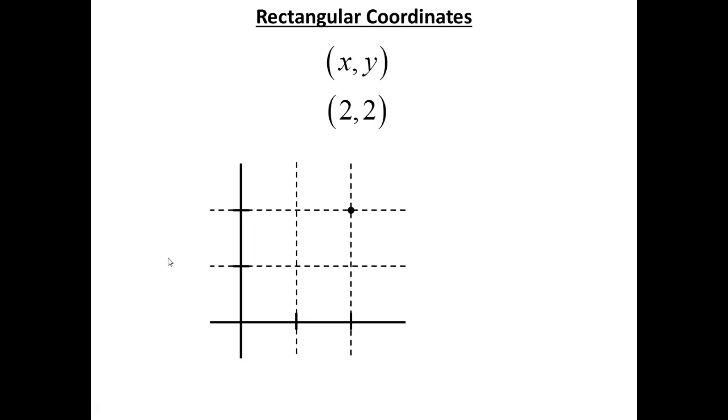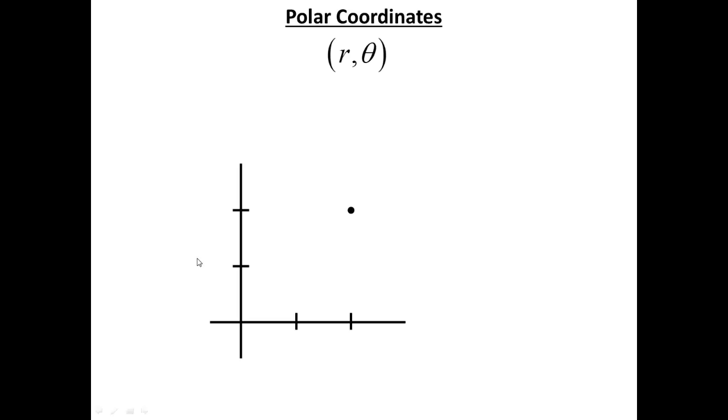But that's not the only way to describe locations. That's just one option. There's another type of coordinate system called the polar coordinate system. Within the polar coordinate system, instead of using x's and y's to describe locations based on horizontal and vertical distance from the origin, we use r and theta, in other words, a radius and an angle. Because instead of using rectangles, we use circles.